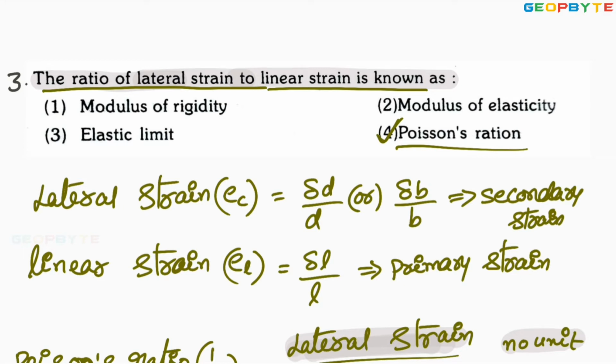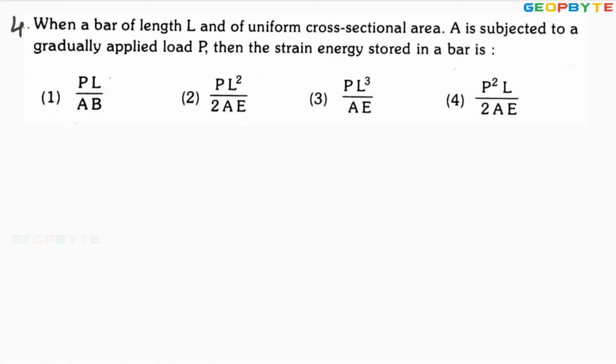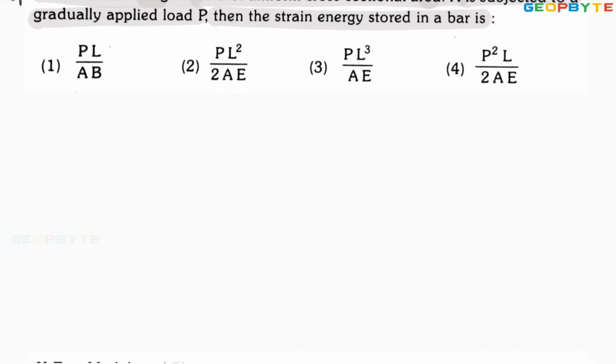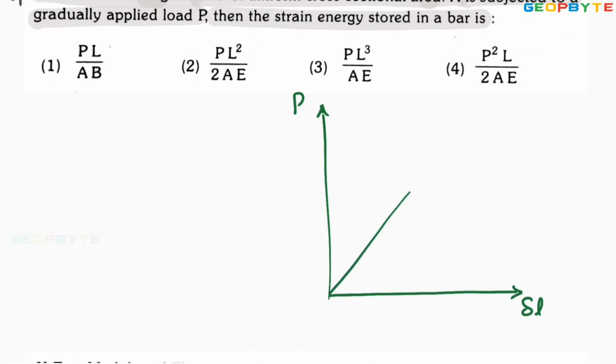Let us take one more problem. Look at the fourth problem. When a bar of length L and of uniform cross-sectional area A is subjected to a gradually applied load P, the strain energy stored in the bar, as we know, if you take the load versus deflection or change in length, the curve is coming like this. This may be the elastic limit.